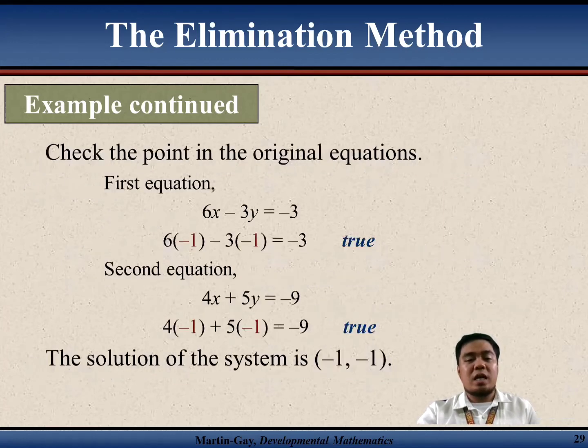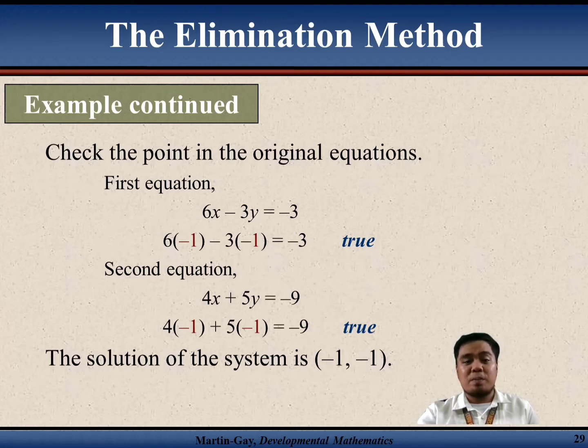So how to check that this is really the solution? We are going to substitute this value to see if this ordered pair will satisfy the two equations. So as I substitute, that is 6 times negative 1 minus 3 times negative 1. So that is negative 6 plus 3. That is negative 3 is equal to negative 3.